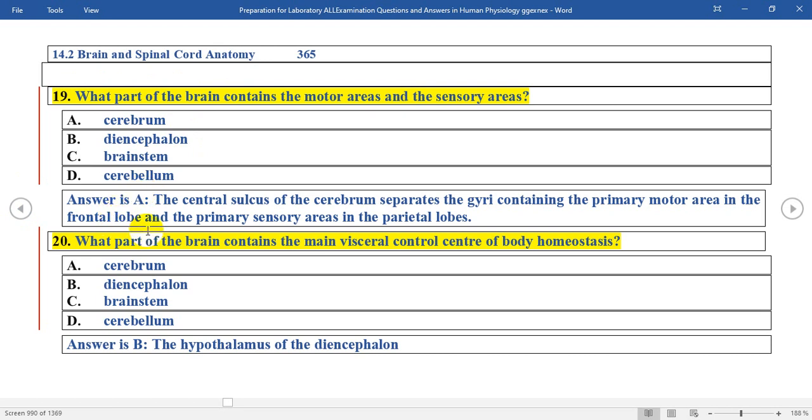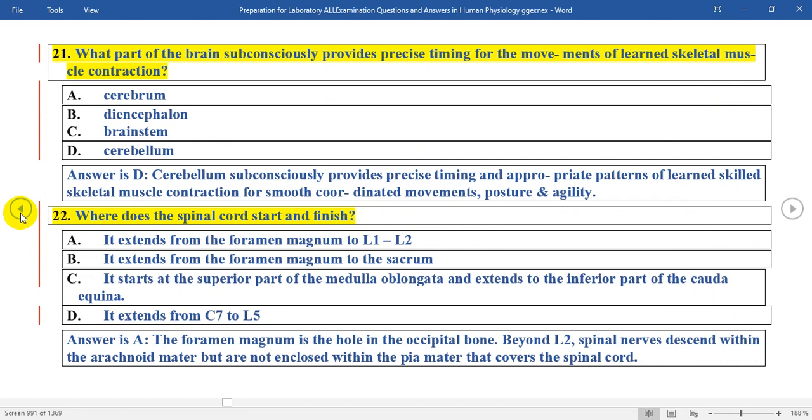20. What part of the brain contains the main visceral control center of the body, for homeostasis? Cerebrum, diencephalon, brainstem, cerebellum. Answer is B. 21. What part of the brain subconsciously provides precise timing for movement of learned skilled muscular contraction? Cerebrum, diencephalon, brainstem, cerebellum. Answer is D.